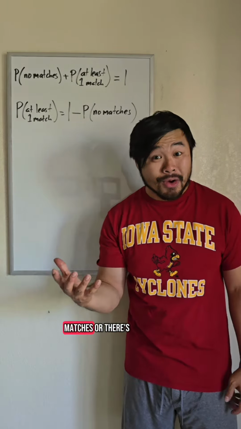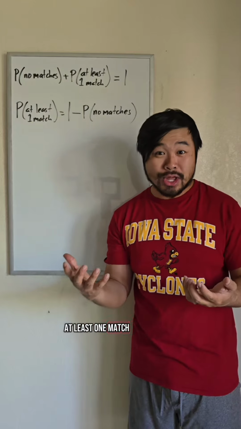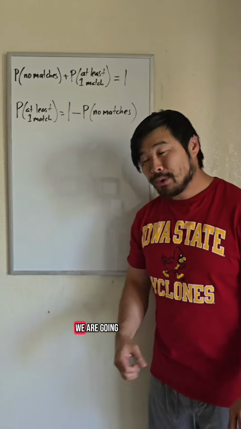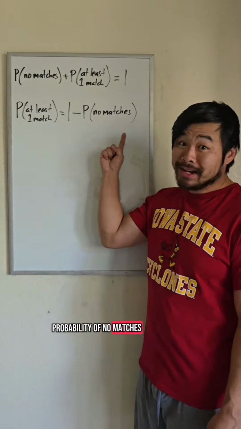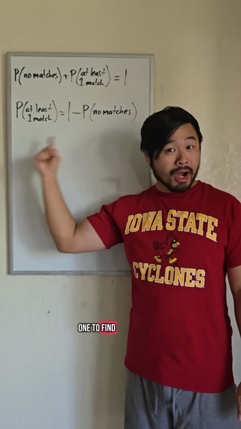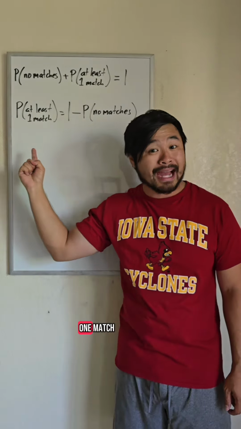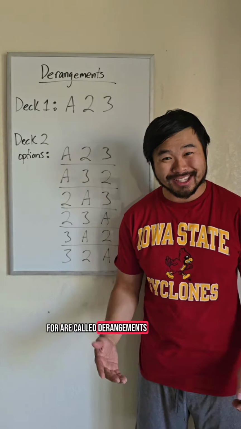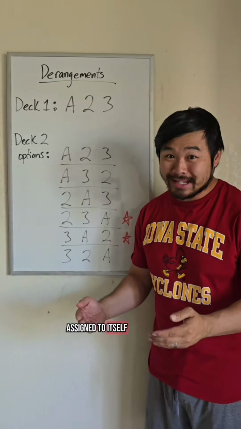There are no matches, or there's at least one match, so their probabilities will add up to 1. So here's what we're going to do. We are going to find the probability of no matches, subtract that from 1, to find the probability that there's at least one match. Now, for no matches, what we're looking for are called derangements. No element is assigned to itself.